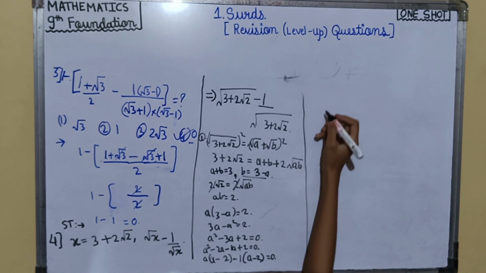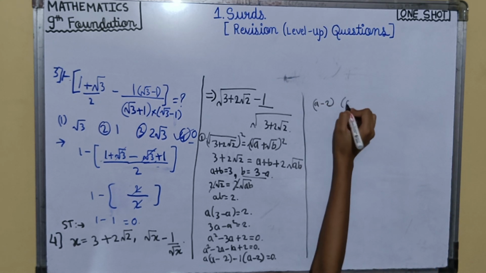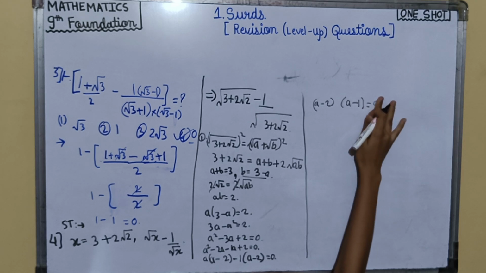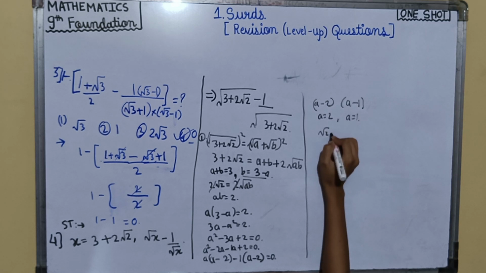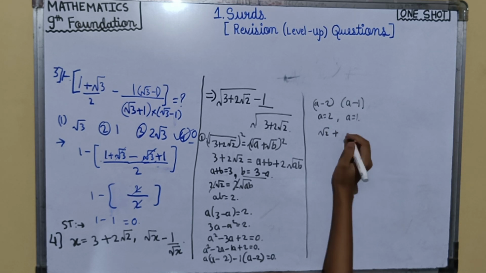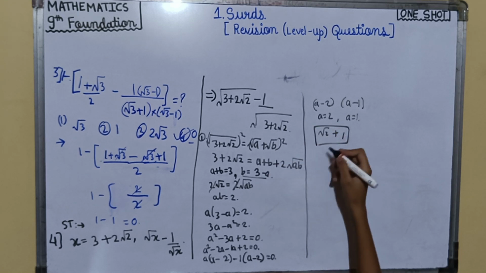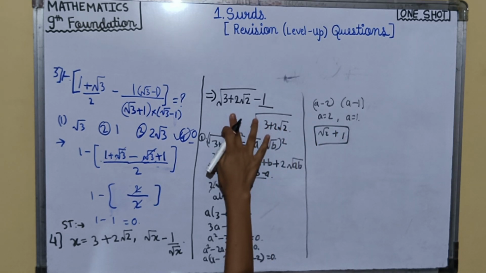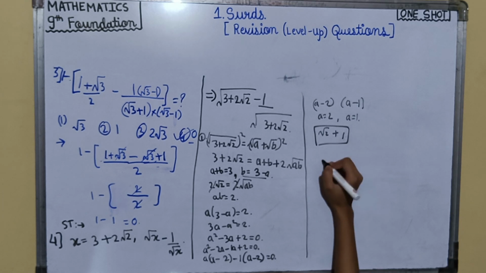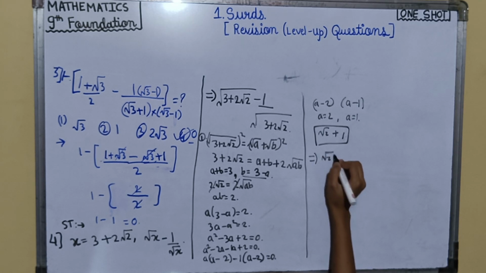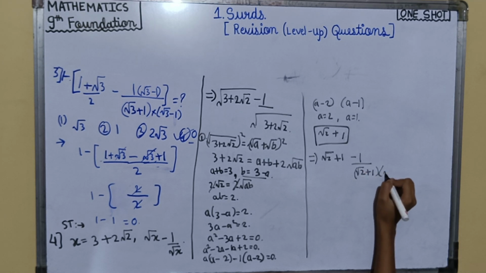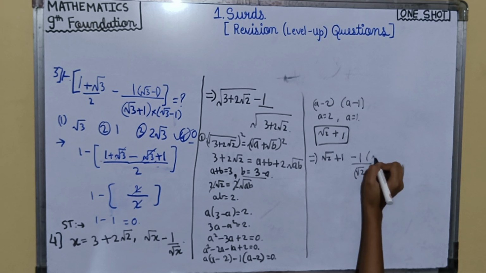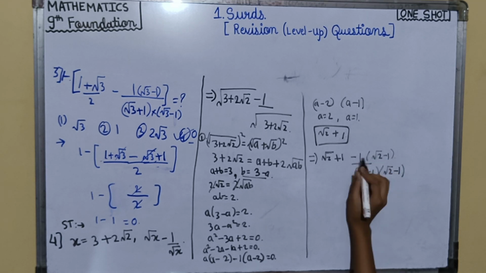We'll get A minus 2 and A minus 1 equal to 0. Means A would be equal to 2 and A would be equal to 1. Means root 2 plus root 1. Root 1 means only 1. This is the value. Now we'll put the value. The value of root 3 plus 2 root 2 we have got is root 2 plus 1. Minus 1 upon root 2 plus 1. We'll rationalize by multiplying root 2 minus 1 with both numerator and denominator of one side.